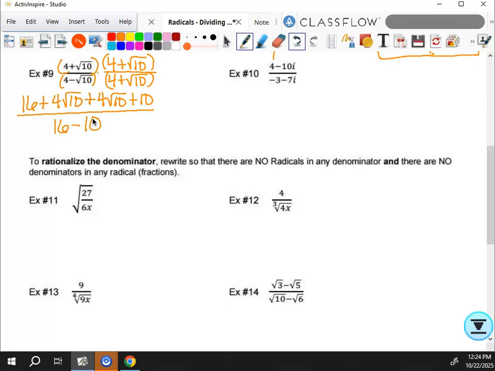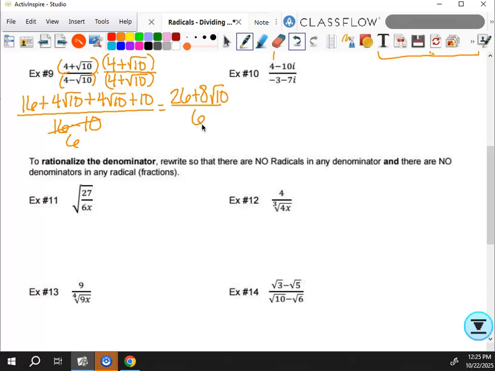Any questions about where anything came from? Ask me a question. Are you just having trouble seeing, or are you not sure what I did? No. Okay. All right, so this becomes 6 right here, right? And then in the numerator, I can combine the 16 and the 10 and get 26 plus 8 square root of 10 over 6.